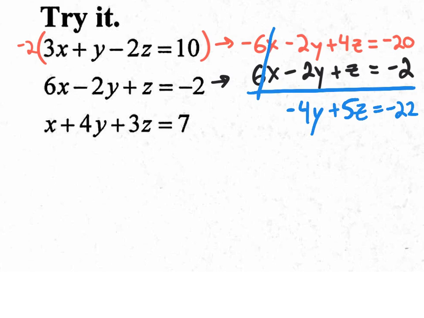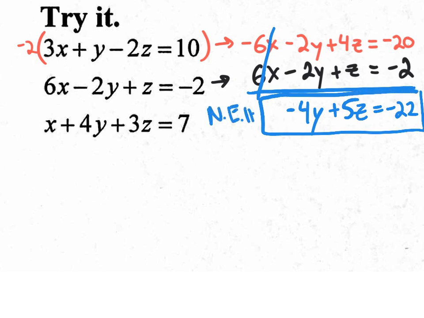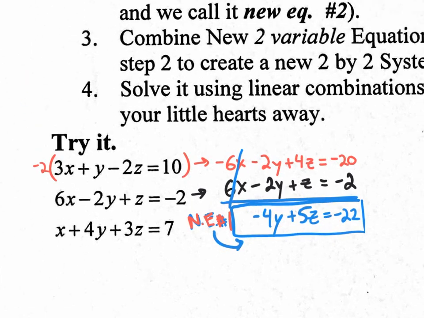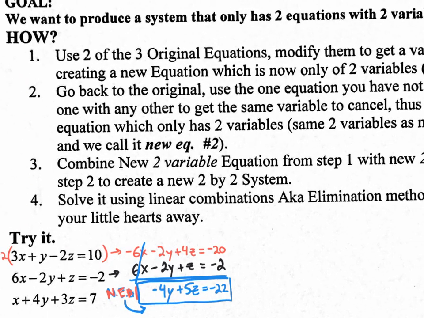Ladies and gentlemen, that is step 1. Let's box this equation in, and let's call this new equation number 1. Okay, this is what we call new equation number 1. NE number 1. So if we go back to the notes, that was step 1. Once again, it said use 2 of the 3 equations, modify it to get a variable to cancel, creating a new equation which now only has 2 variables. You see, before we had x's, y's, and z's. Now we just have y's and z's. Okay? So let's move on to step 2.